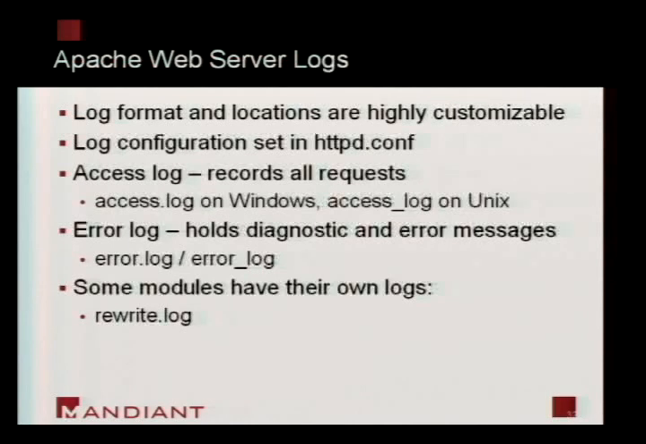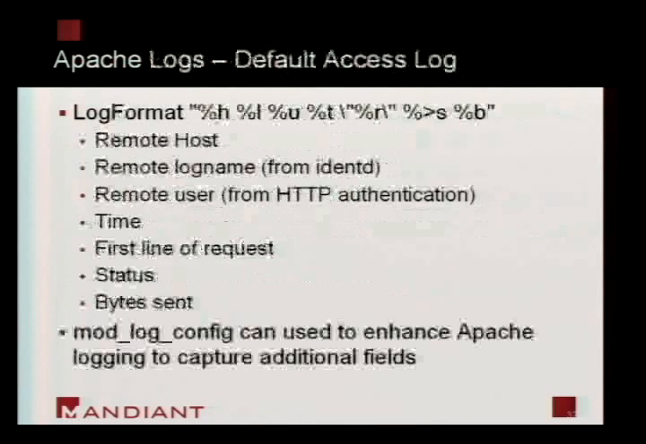So with Apache, I kind of just mentioned that. The two main logs are the access log and the error log. The access log is really what's going to have the HTTP request, which is similar to what you saw in the IIS logs. The error log is for when Apache has errors. The file names are a little different on Windows or Unix. And some modules, especially mod_rewrite, if you're using that, have their own log that can be useful for perusing as well. So this is the default log format line that you'll see in your httpd.conf.